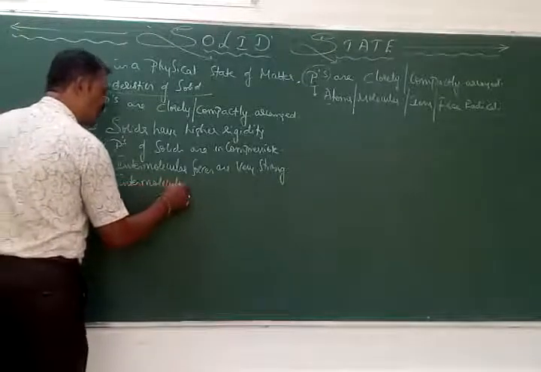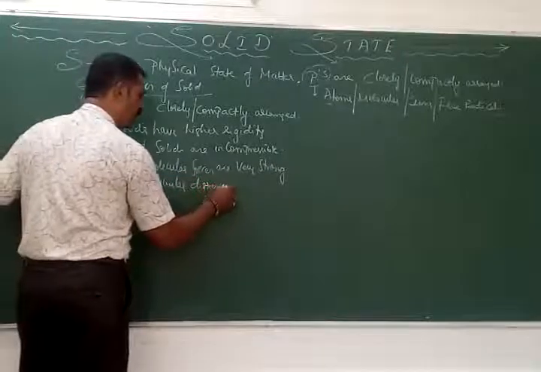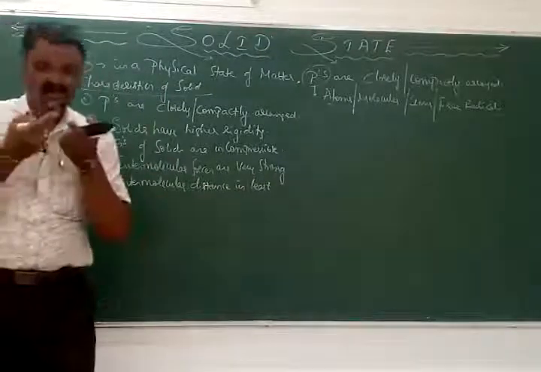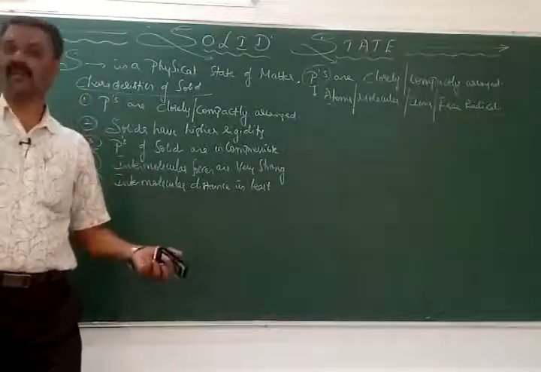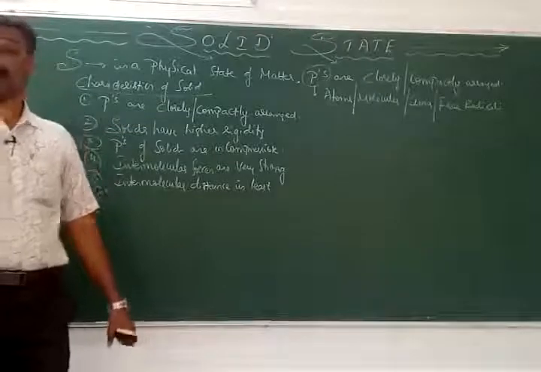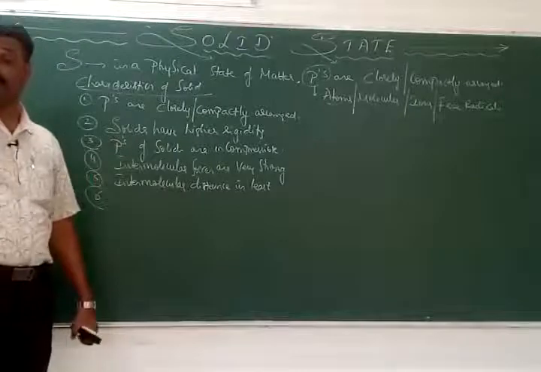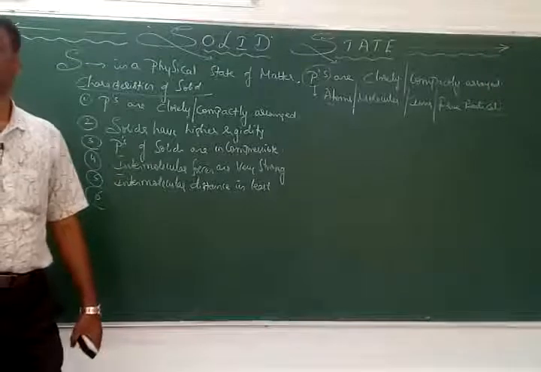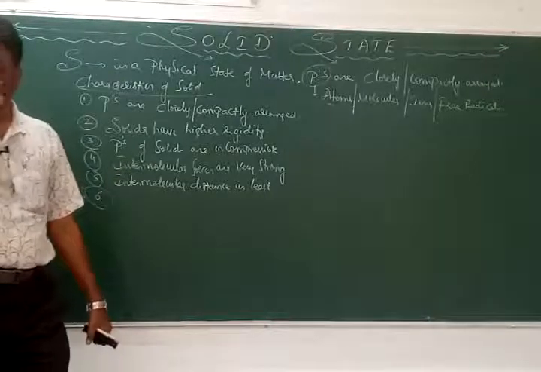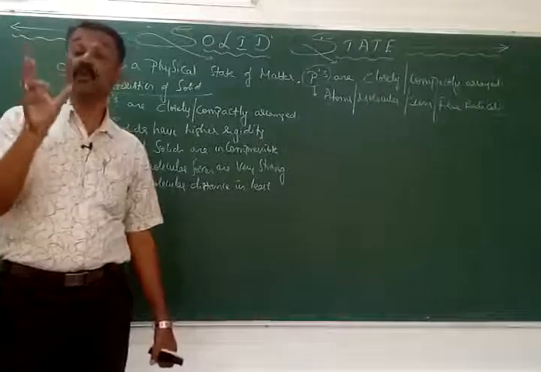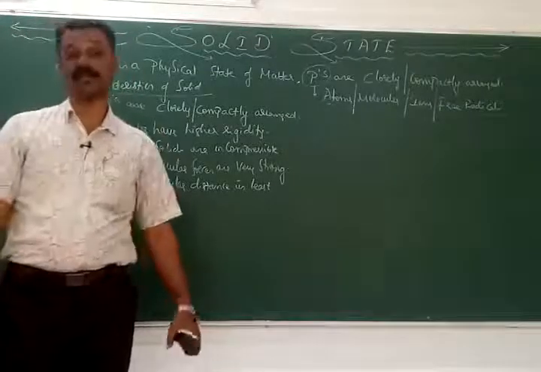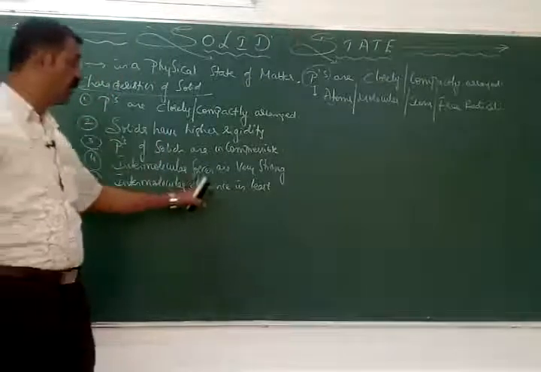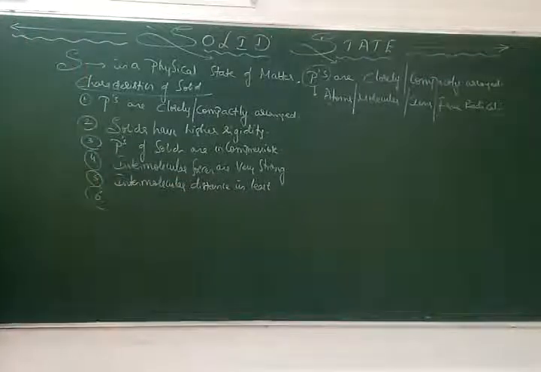Then, intermolecular distance is least, as the particles are very close to each other. What is the meaning of that? The distance between two adjacent molecules is very, very small, or the least. In chemical bonding, we call this the bond length: the distance between the centers of the nuclei of the two combining or adjacent atoms. So the intermolecular distance is very, very least.